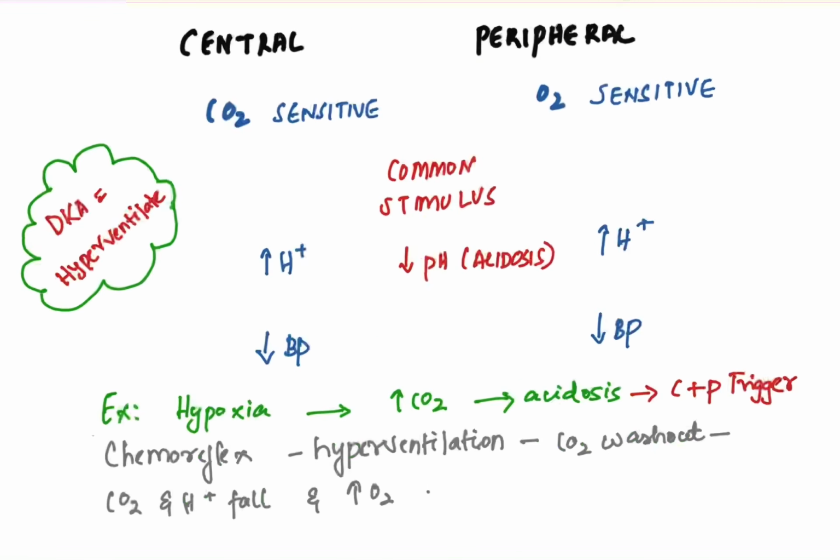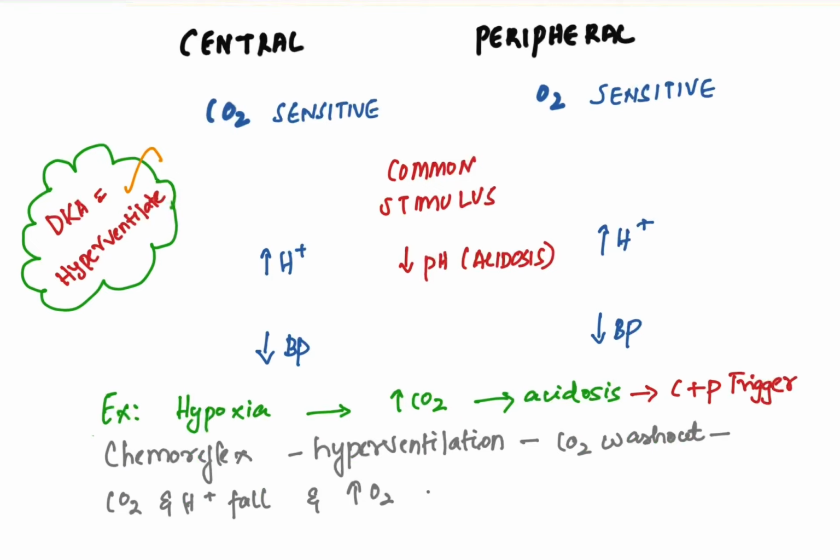In a nutshell, the central chemoreceptors are CO2 sensitive, the peripheral chemoreceptors are O2 sensitive, but the common stimulus to both of them is increase in H+, which is reduction in pH, that is acidosis. This explains why a DKA patient hyperventilates. The other common stimulus to both of them is reduction in blood pressure.